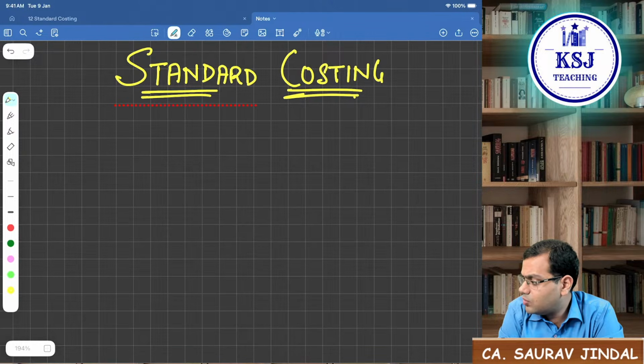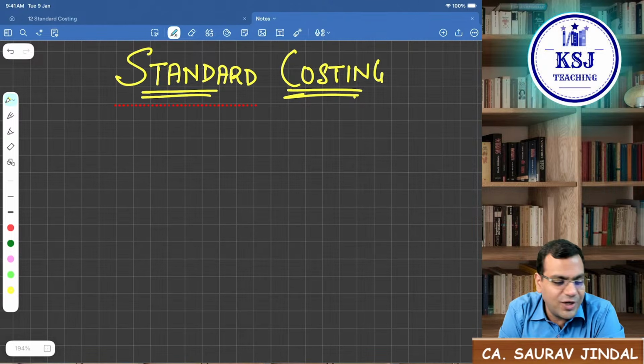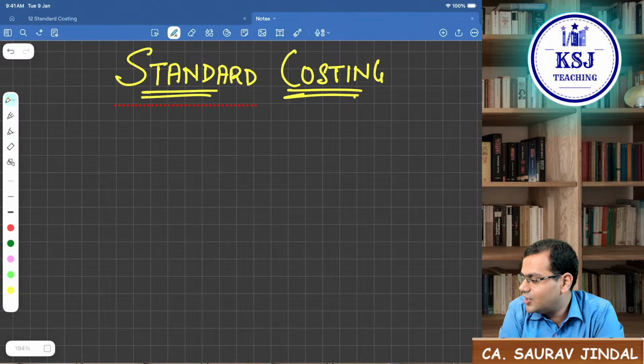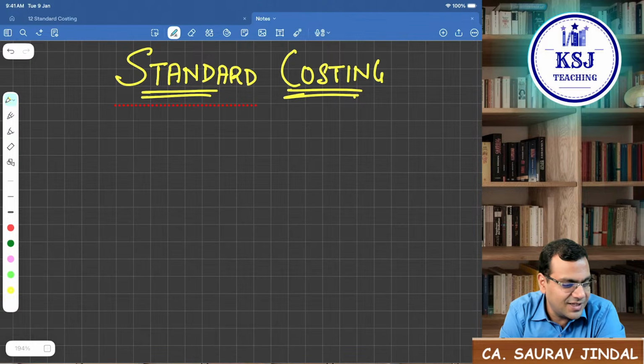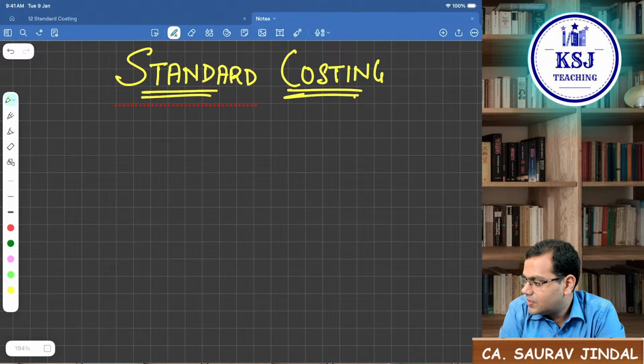Okay, so we'll wait for one more minute so that more students can join in for the standard costing part. I think more will be interested in doing standard costing, isn't it? Because this chapter is particularly considered to be one of the toughest ones. So we'll try and make it easy.